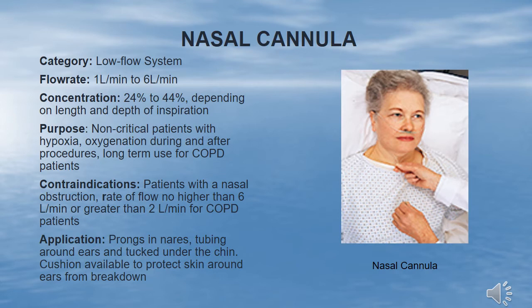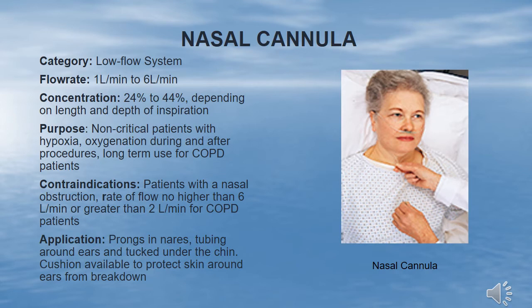The flow rate is the number at which the flow meter dial is set. The concentration of oxygen is determined by the type of delivery system, the rate of flow, the correct placement and fit of the delivery device on the patient, and in most cases, the length and depth of inspiration. The concentration percentage given here is presuming correct placement and fit.